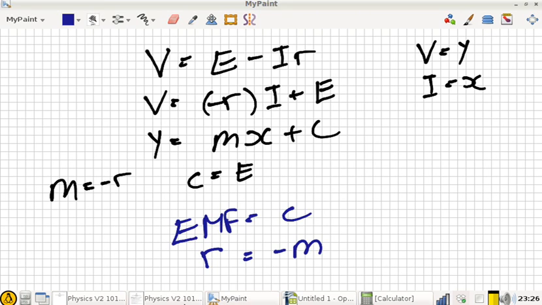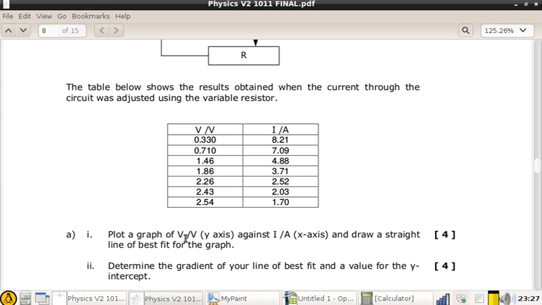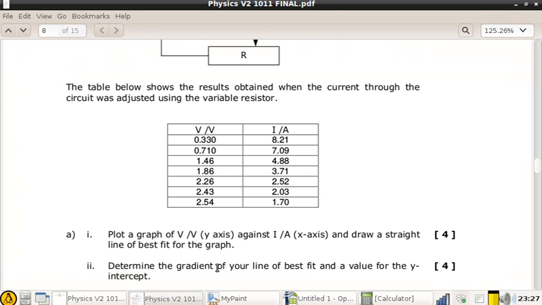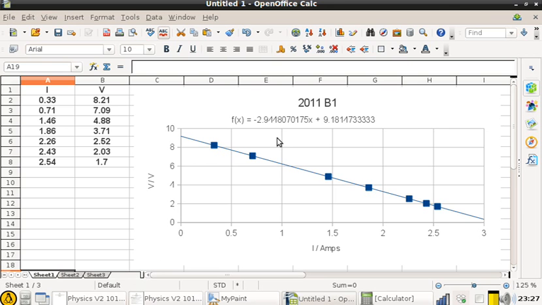If I go back to the question now, we're asked to draw the graph for 4 marks. So here's the graph here with V on the y-axis and I on the x-axis. And you can do this on graph paper, it's no problem. And the next part is calculate the slope and the intercept. So we can draw our triangle on the graph paper, which I can't do here on the computer, but you draw your triangle and you do the height divided by the base, and this gives you the slope, which we can see here is minus 2.9.